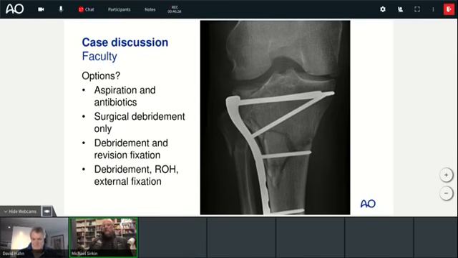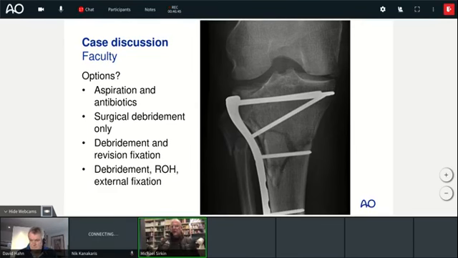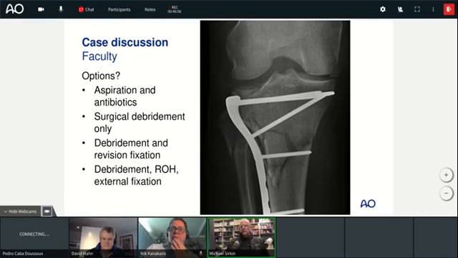I think we have a couple different options here. We've heard about making the diagnosis. I think it's clear here. We have a draining wound that was previously dry. We have an effusion. We have air. And then we heard about biofilm retaining our implants and how to debride. And so we have a couple different surgical options here. We could just try to aspirate and put them on antibiotics, debridement and revising the fixation, or debridement, removal of the hardware, and external fixation. So David, how would you go ahead and attack this?